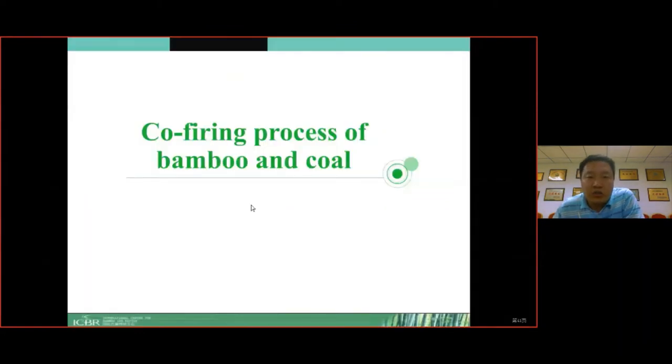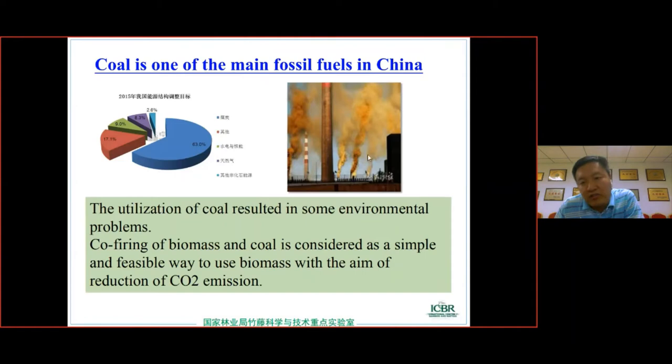Now I introduce the co-firing process of bamboo and coal. Coal is one of the main fossil fuels in China, but utilization of coal results in some environmental problems. And co-firing of biomass and coal is considered a simple and feasible way to use the biomass with the aim of reducing CO2 emission.